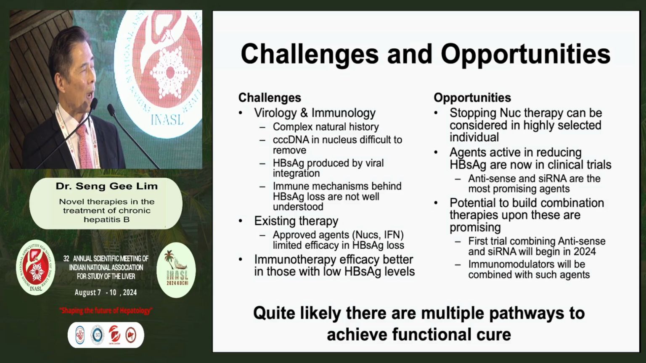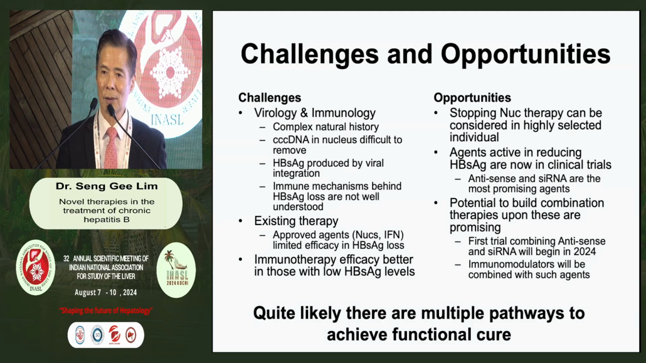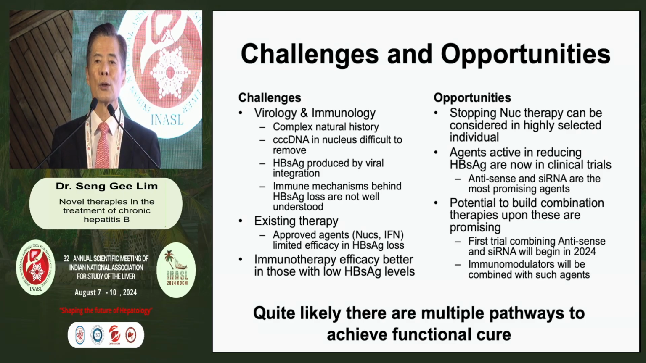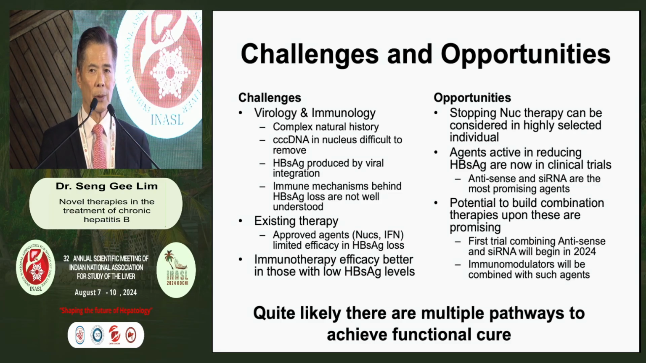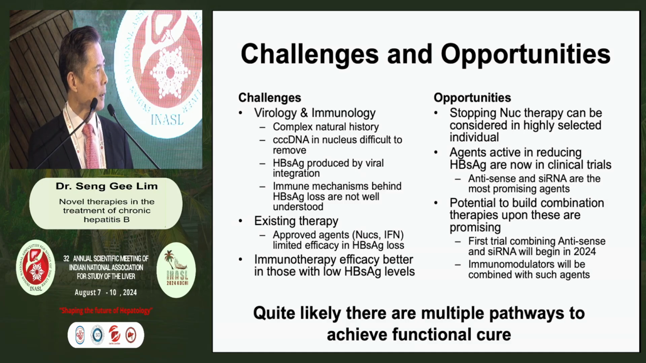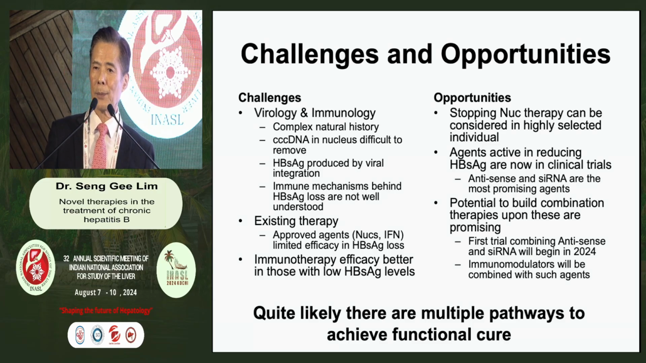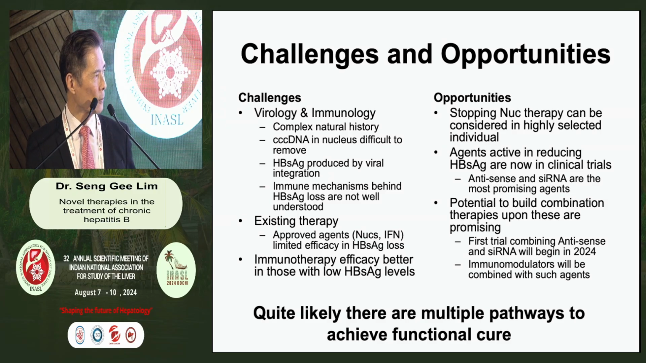Opportunities are that, I didn't show you this data, but stopping nucleoside therapy can actually lead to S antigen loss in up to 30% of patients with low S antigen levels. But again, these are selected patient populations, and agents active in reducing S antigen levels are now in clinical trials. Antisense and siRNA are the most promising agents and likely to be the backbones for future therapy, and you can build combinations upon this. The first trial combining antisense and siRNA will begin this year, and that will see whether we can get above that 30% threshold, hopefully to about a 50% threshold. And immunomodulators will be combined with such agents.